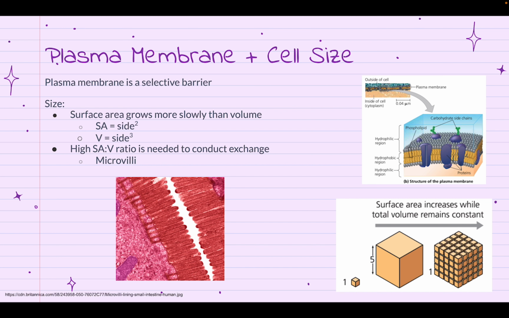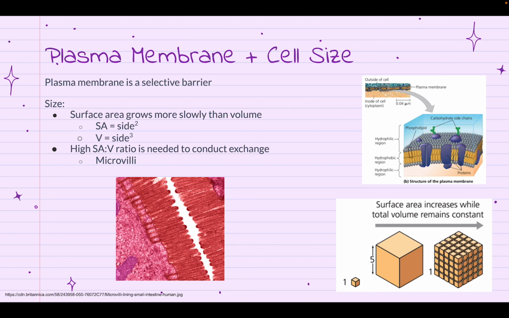And then yeah, in terms of size, surface area grows more slowly than volume when you increase the size of a cell. And this is a really important concept because it determines how big a cell can be, right? If we model a cell by a cube, the surface area is determined by the side squared, whereas the volume is the side cubed. And then a high surface area to volume ratio is needed to conduct exchange.